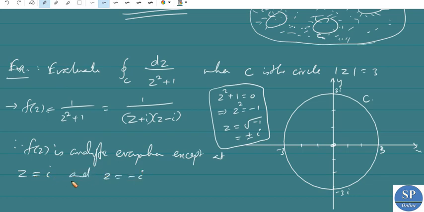So where will be the points z equal to i and z equal to minus i? z equal to i is here. This is the point z equal to i, and this is the point z equal to minus i. Okay, this is 2i. So these are the points. So each of these points lies inside C, each lies inside our curve C.